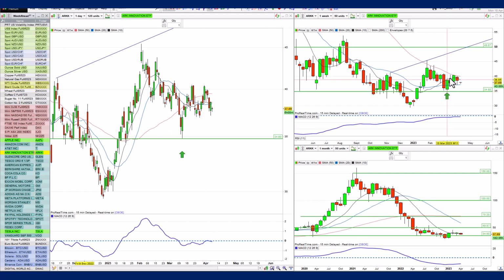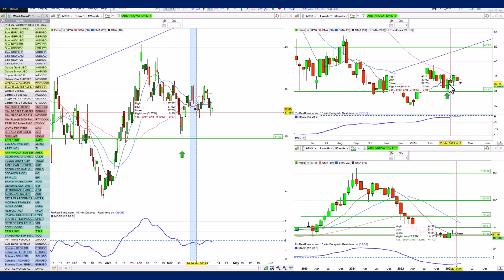So here we've got a nice little bullish candle here. We've pushed up a little bit higher, and look at how price here is stuck between the 50, the 20, and the 10. So when price is on top of the moving averages, it's a mishmash. Basically, it's in a consolidation area.